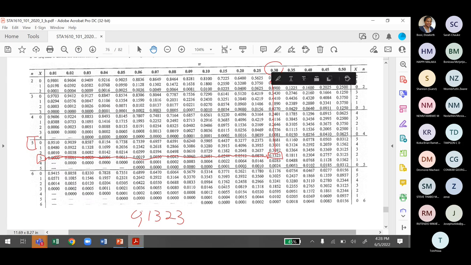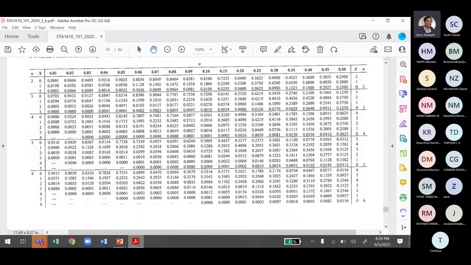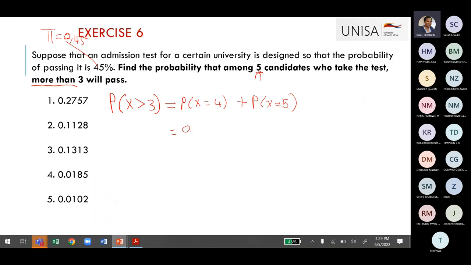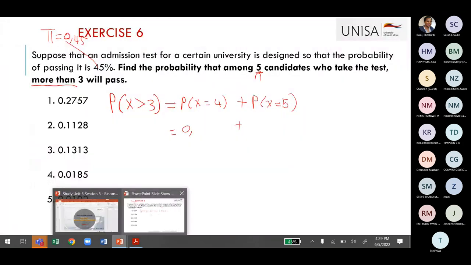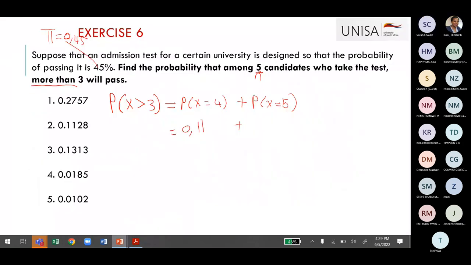So let's go there. N is 5, pi is 0.45, and we know that we're looking for the last 2 digits on that column. Those will be the 2 values. So that is 0.1128, plus 0.